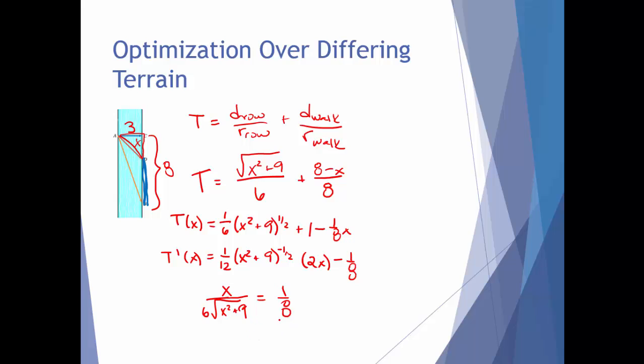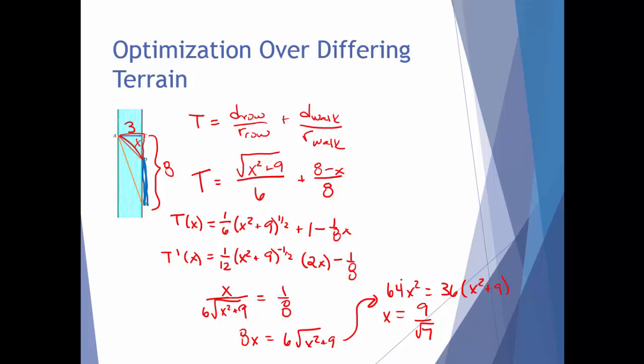So in other words, if you cross multiply, we're going to get 8x equals 6 times the square root of x squared plus 9. In other words, you get 64 x squared equals 36 times (x squared plus 9). Simplify, and that will give you x equals 9 divided by the square root of 7. So that's my critical number.